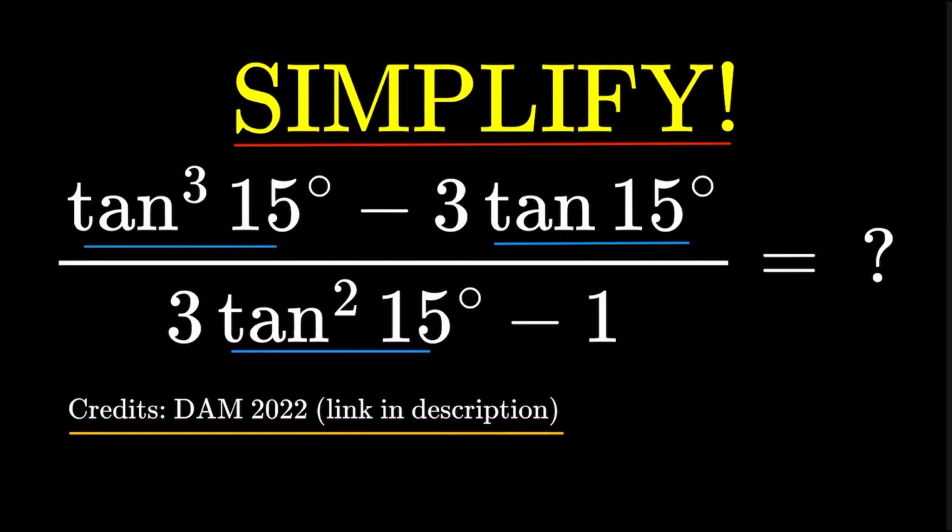Here's an item on trigonometry. Simplify the following: the cube of tangent 15 degrees minus 3 times tangent of 15 degrees, divided by 3 times the square of tangent 15 degrees minus 1.